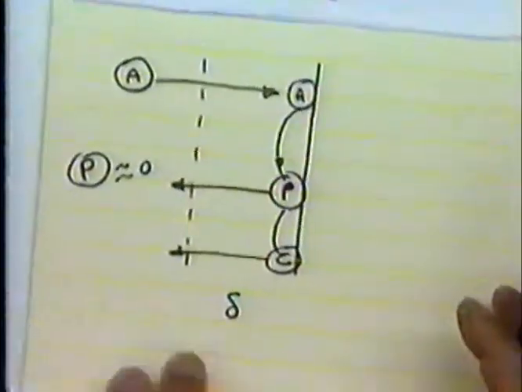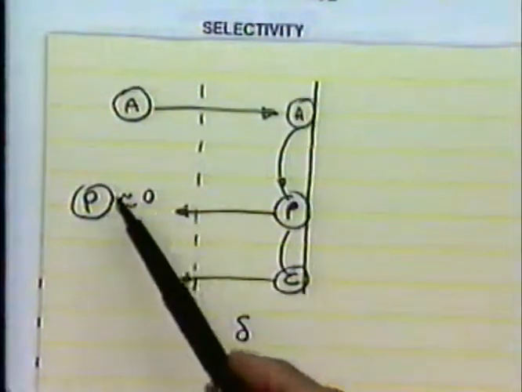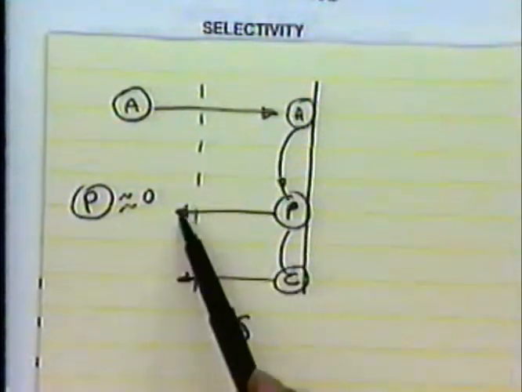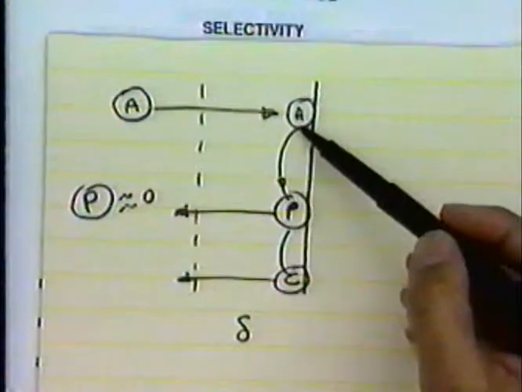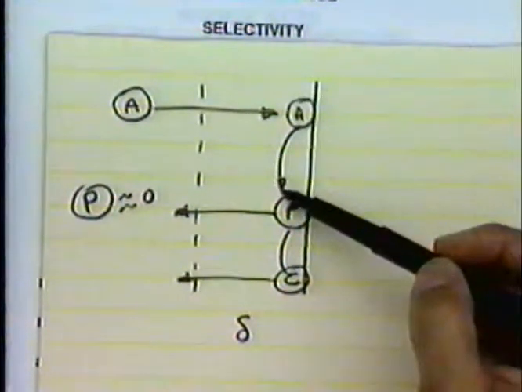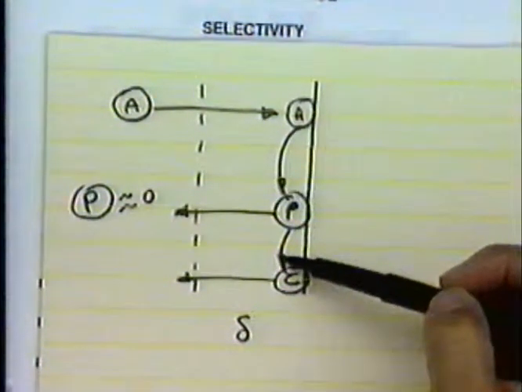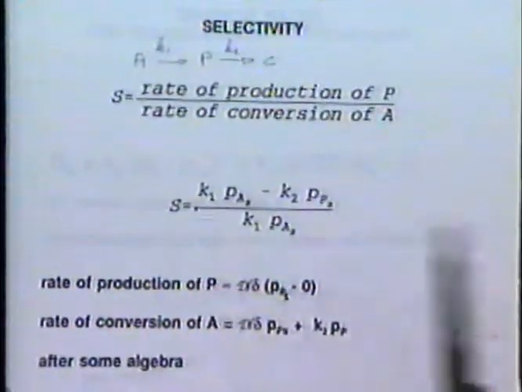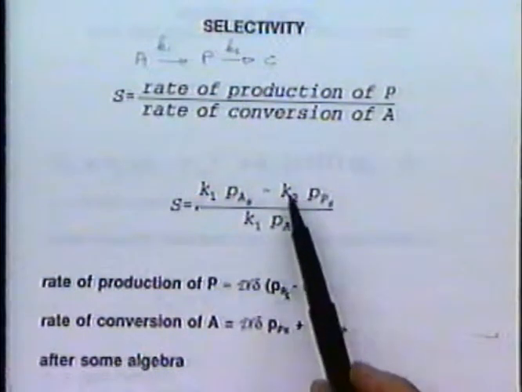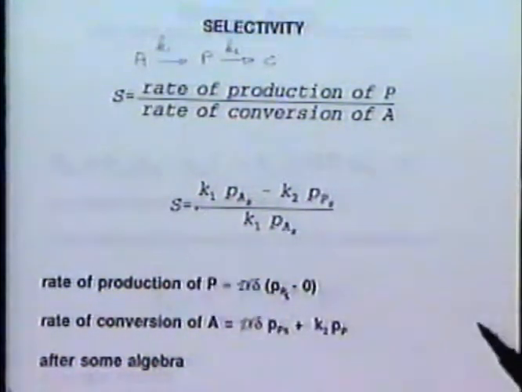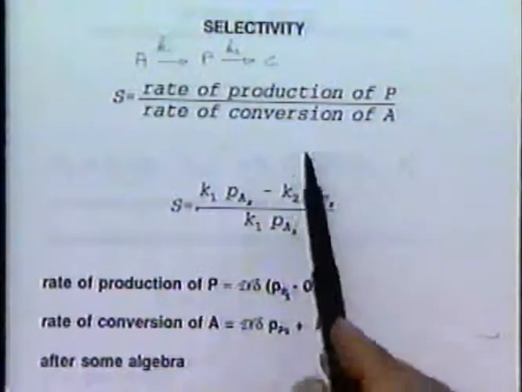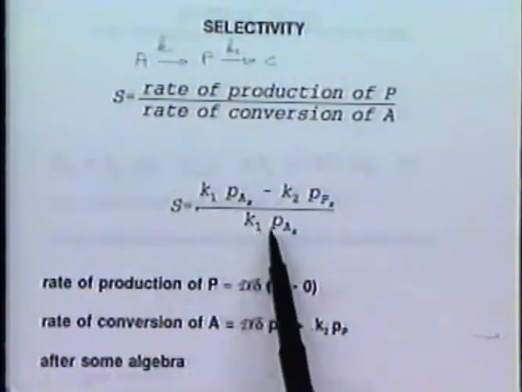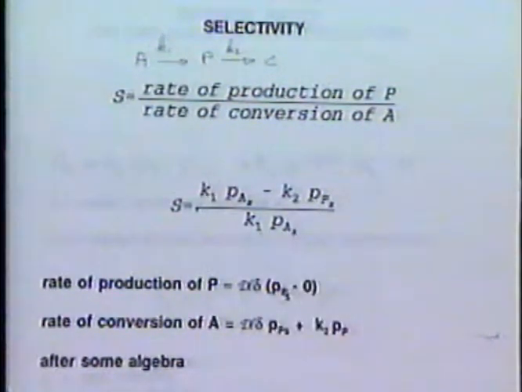Back to this cartoon. The production of P, the P that will come this way, will be the amount of A that goes to P minus the P that goes to C. I mean, the balance will be the production of P. That's what we have here. This is the balance: production of P will be the balance between what is converted from A and what P is converted into C. Then this is divided by the conversion of A, which is k1 P_AS.